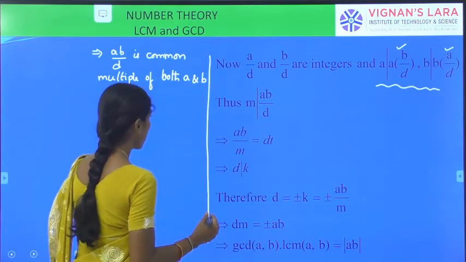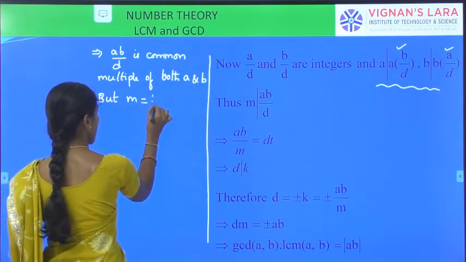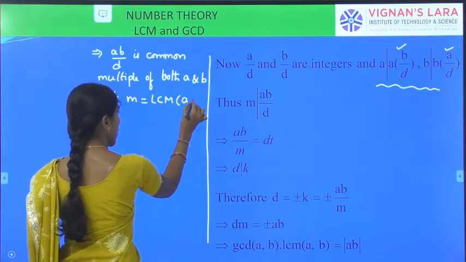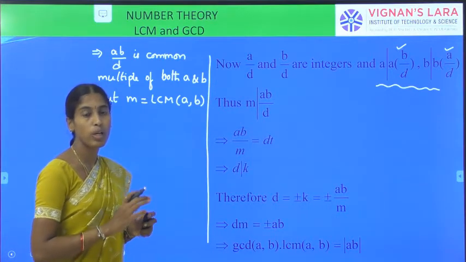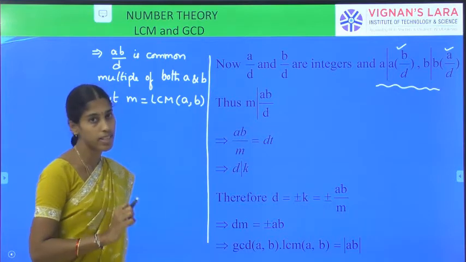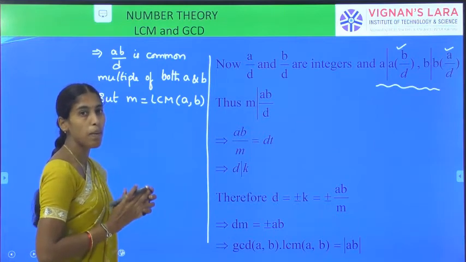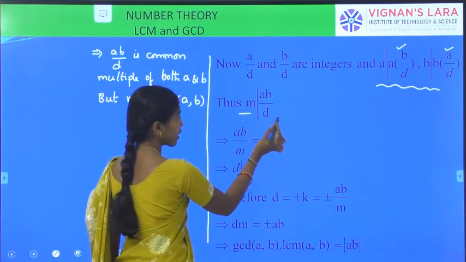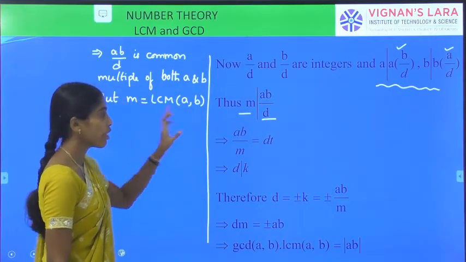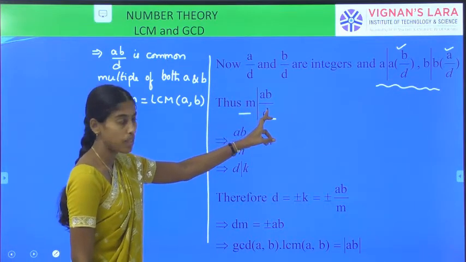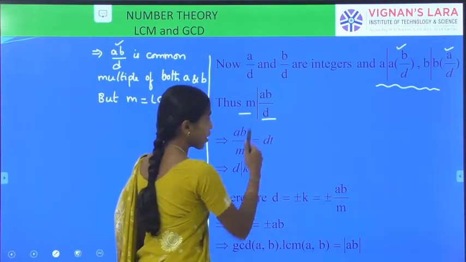But we have, what is the least common multiple? M is equal to LCM of A comma B. The meaning of LCM of A comma B by property 2: among all common multiples, M is the least one. So, because M is the least one, in the divides part M must be in the LHS part and any other common multiple must be in the RHS part. So M divides any other common multiple. Here another common multiple is AB by D. Implies M divides AB by D.